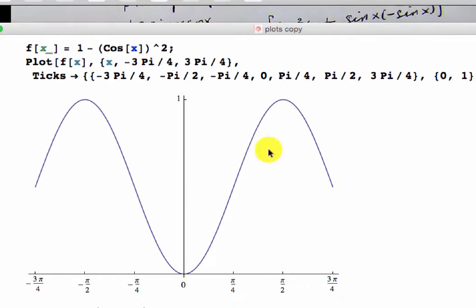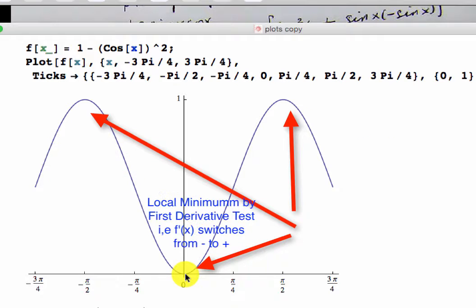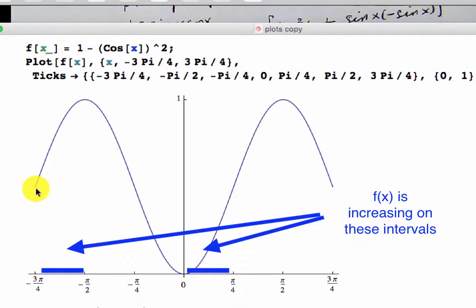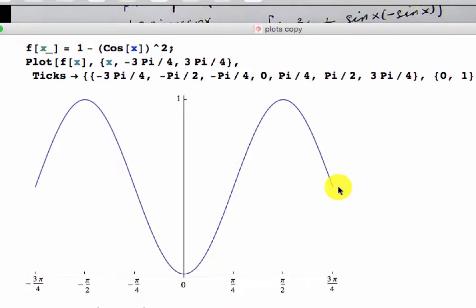Now the actual graph of this function is shown here, and you can see what's going on. We have a local maximum at minus pi over 2 and at pi over 2, a local minimum at 0. The graph is increasing from minus 3 pi over 4 to minus pi over 2, and from 0 to pi over 2, decreasing from minus pi over 2 to 0, and pi over 2 to 3 pi over 4.